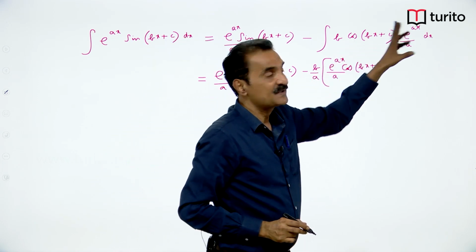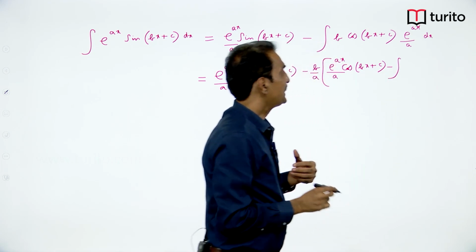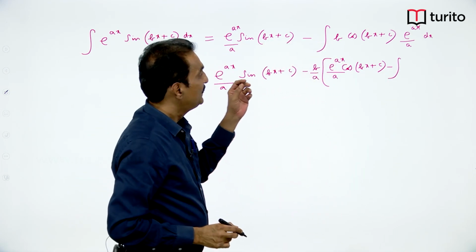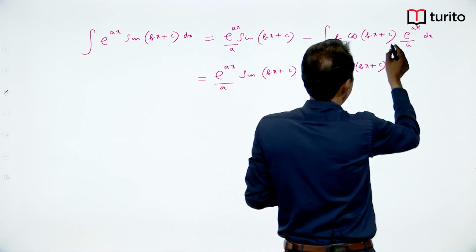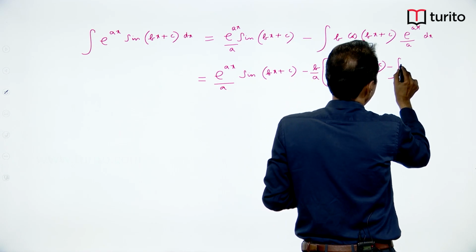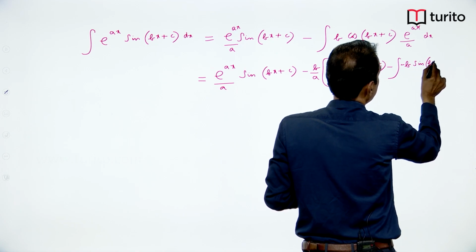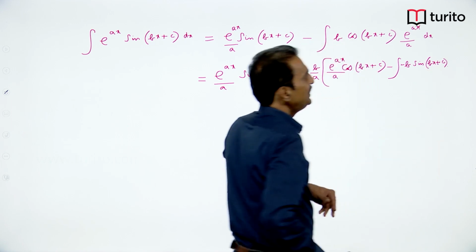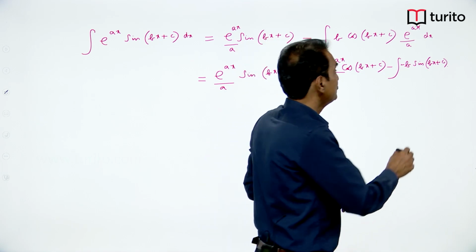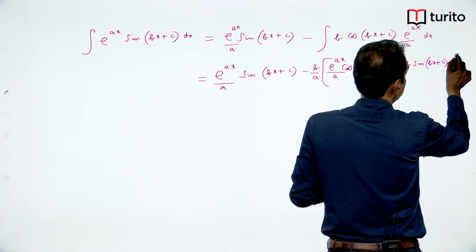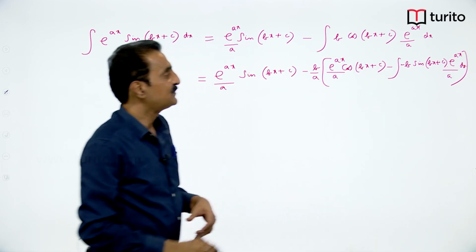First function into integral of the second function, minus the integral of the derivative of the first function into the integral of the second function. The derivative of the first function, the derivative of cos(bx+c), is minus b sin(bx+c), into the integral of the second function. The integral of e^(ax) is e^(ax)/a.